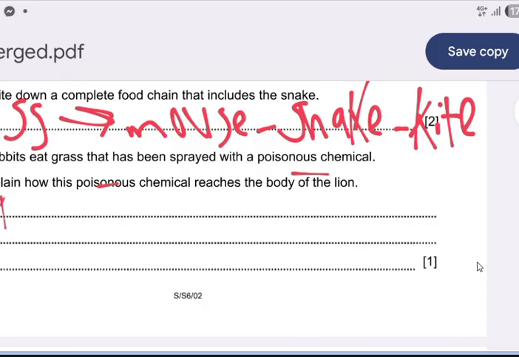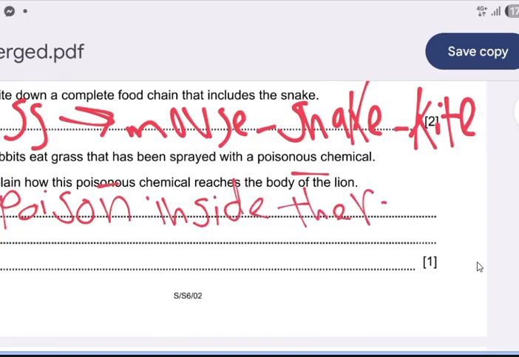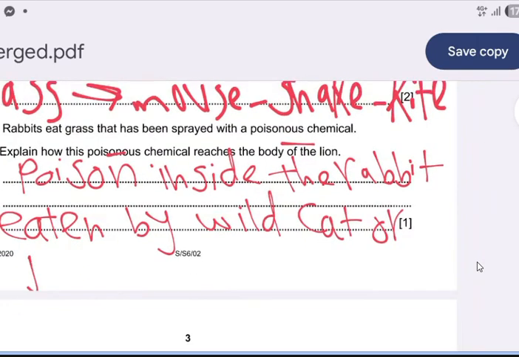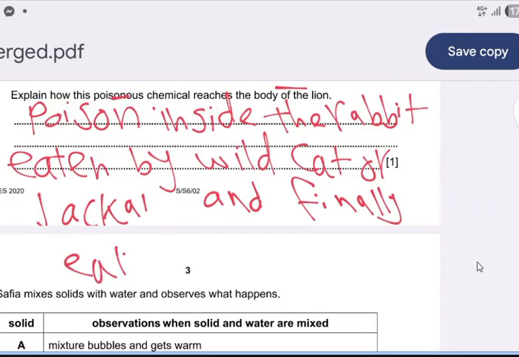So we will say, number one, we will talk about the poison that we want to explain. Then we will say the poison will enter which body? We will say inside the goat or the rabbit. We can say the rabbit first. So the rabbit will be eaten by maybe the wild cat or the jackal, and finally eaten by the lion. Or we can explain the other part, the poison inside the goat will be eaten directly by the lion.